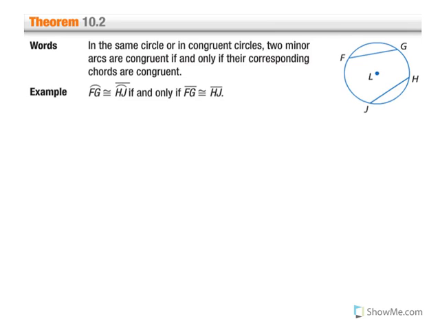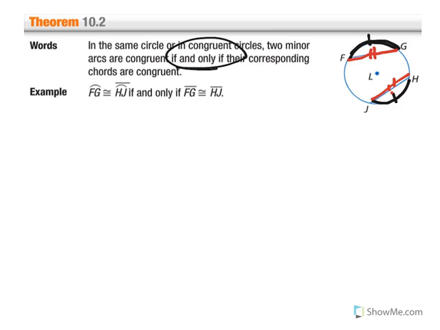So our first theorem says, in the same circle, or in congruent circles, two minor arcs are congruent. So remember, minor arcs are less than 180. If and only if their corresponding chords are congruent. So remember, if and only if works both ways. So what this is saying is, for example, if we have arc FG, if we know that arc FG is congruent to arc JH, then we know that their corresponding chords must also be congruent to one another.